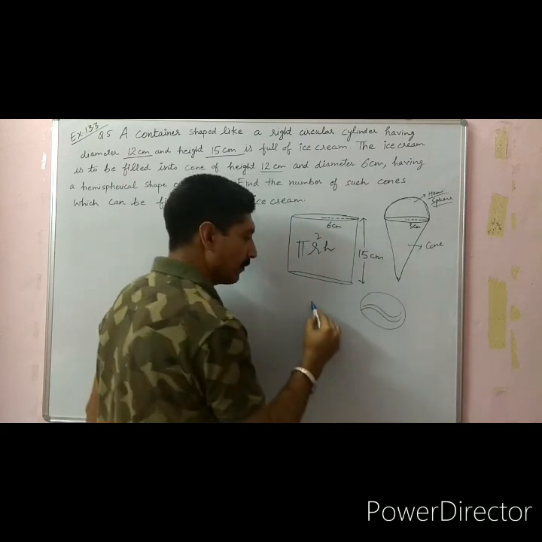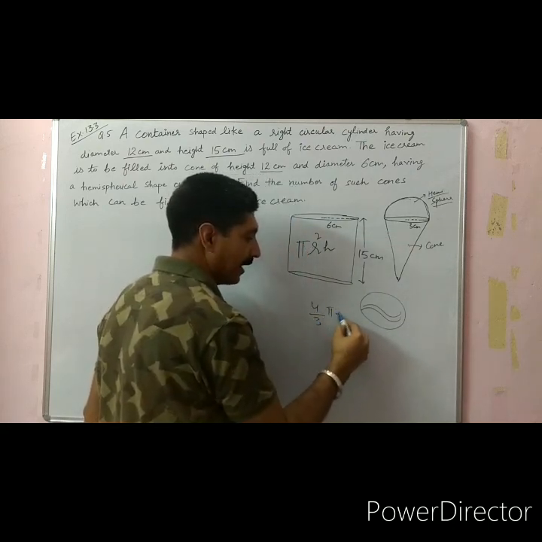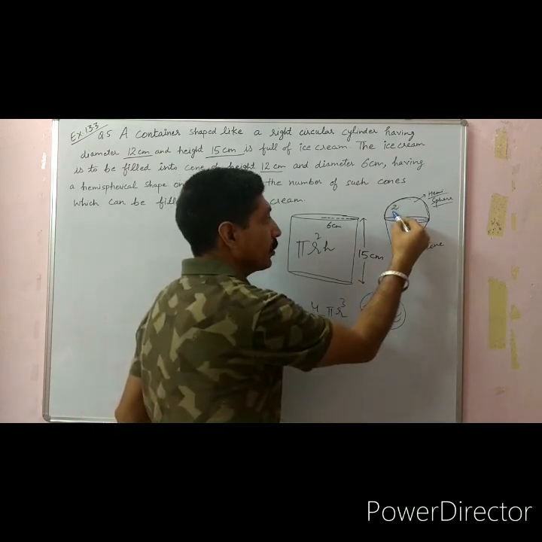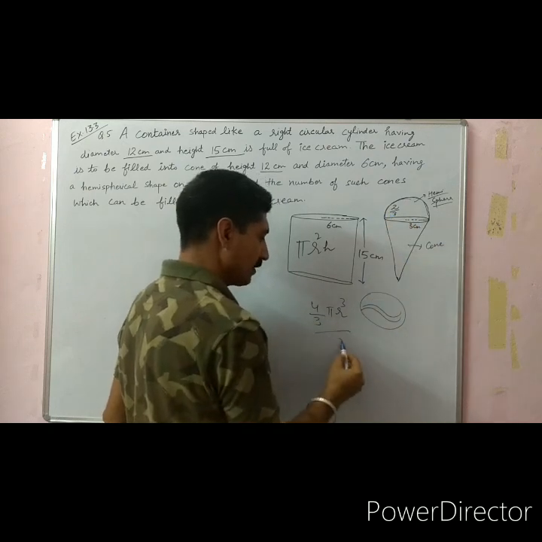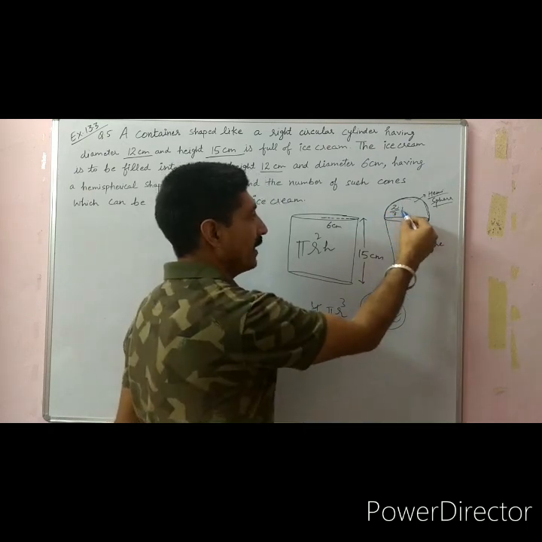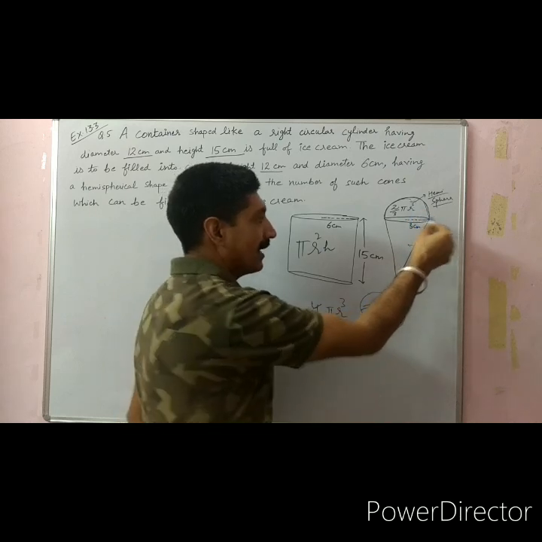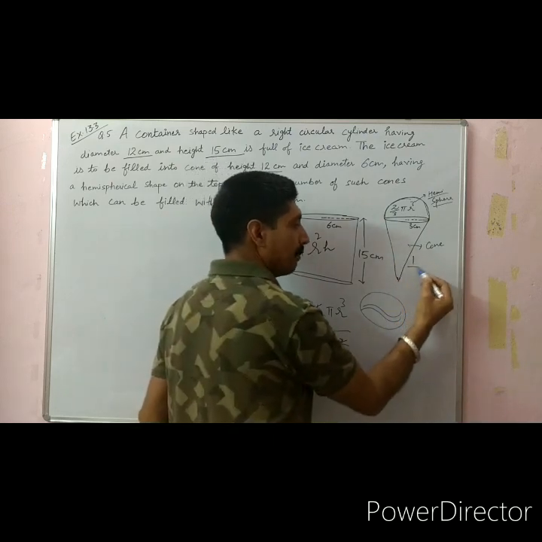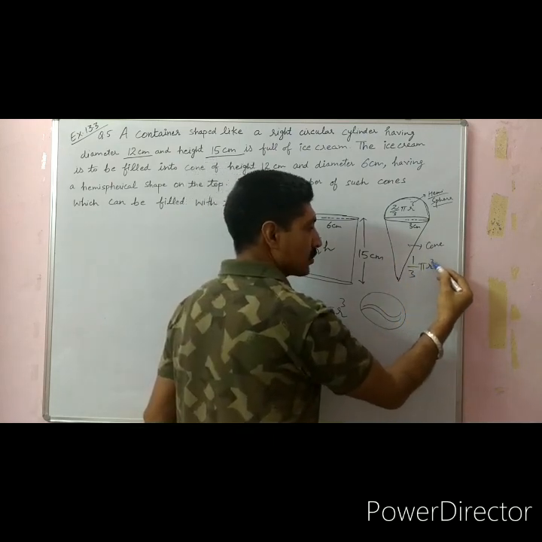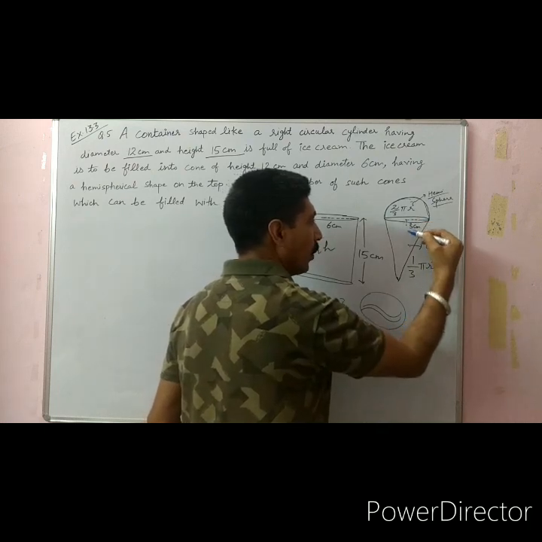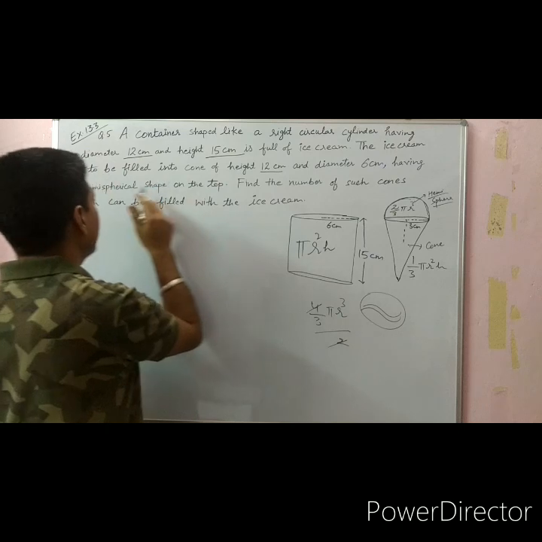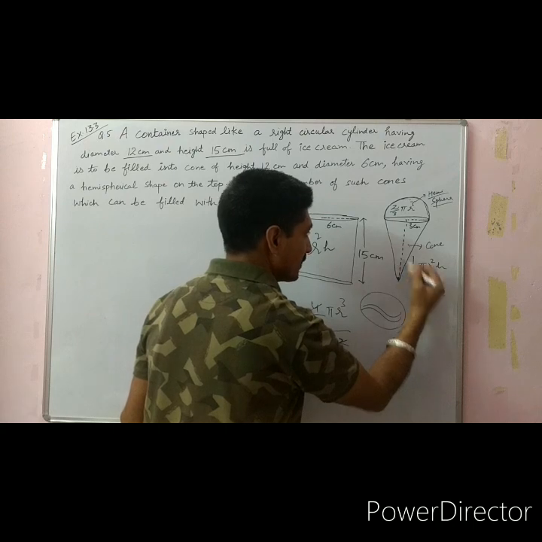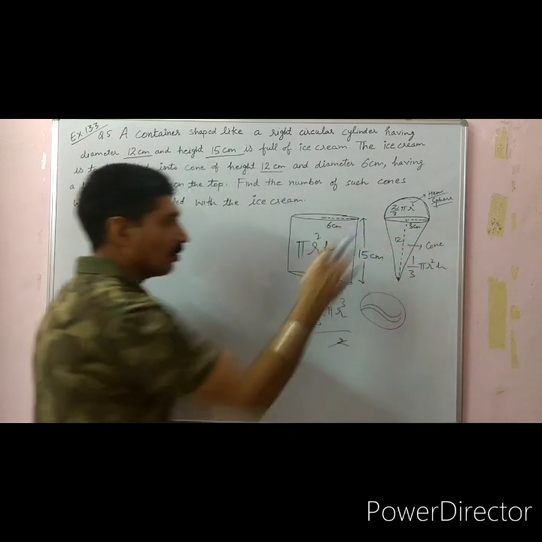is 4 by 3 pi r cube. So half of it, that is 2 by 3 pi r cube, is the volume of the hemisphere. R is the same for the hemisphere and for the cone also, and the volume of a cone is 1 by 3 pi r square h. The height of the cone is given. So the height of the cone here is 12 centimeter. So this height h is 12 centimeter. So this is all about the question.